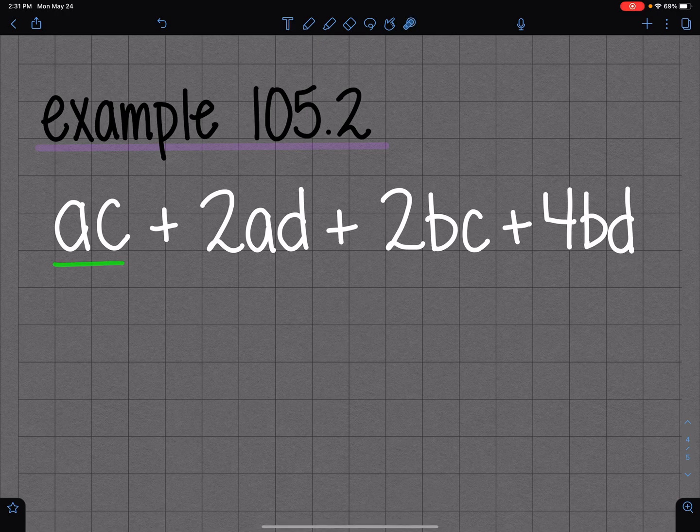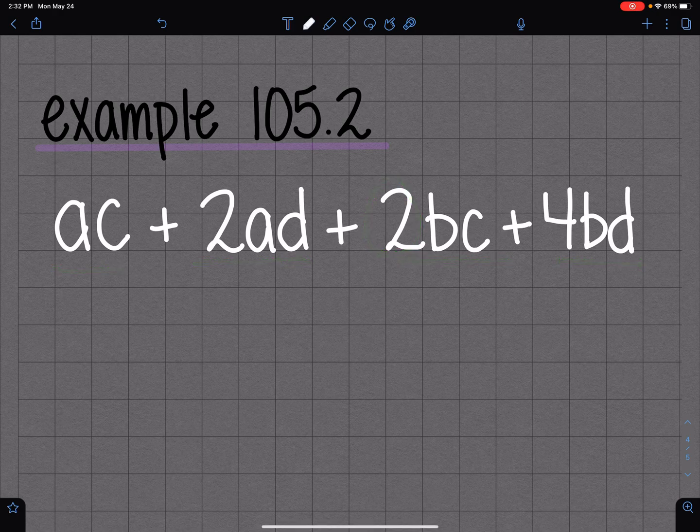We do have an a in common here, and I'm going to look over here. We have a b in common here. If I pull out this a, it's going to be c plus 2d. Oh, look, we do have a 2 here. We'd have to get out that 2 as well, and then we'd have c plus 2d. Okay, I think I know how to do it.